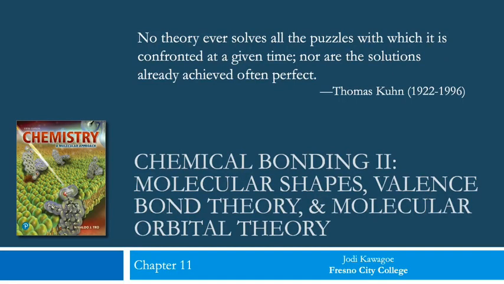Okay, chemical bonding 2: molecular shapes, valence bond theory, molecular orbital theory. So we're going to look at a theory that helps us to predict molecular shapes, and then we'll look at 2 bonding theories that are more advanced.